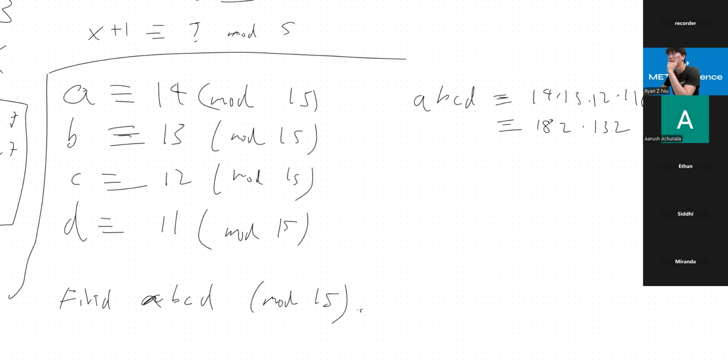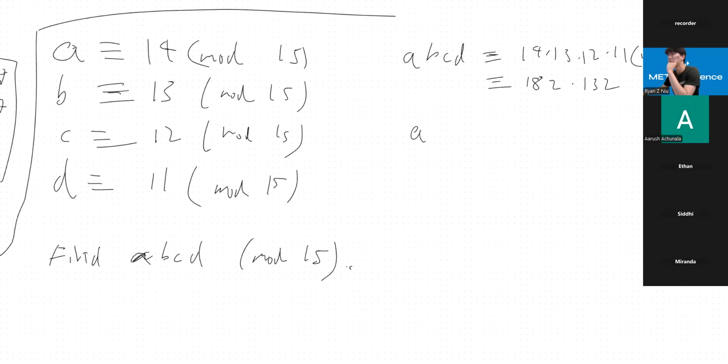So my idea is A equals -1 mod 15, right? And remember, I can do this because everything is in terms of dividing by 15. So adding 15 to either side won't change anything. A is -1 mod 15 is the same as 14 mod 15. And similarly, I can do B equals -2 mod 15, because 13 is 2 less than 15. And so we can do this all the way down.